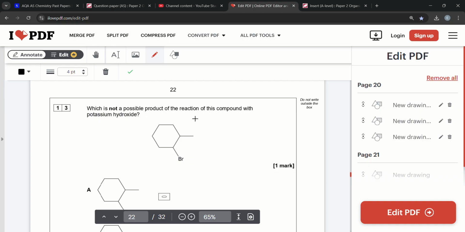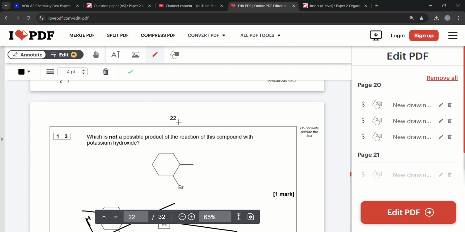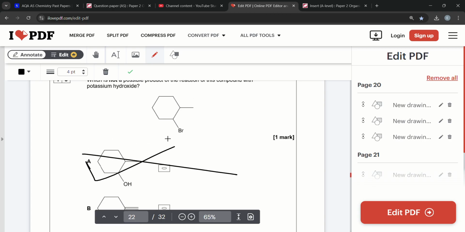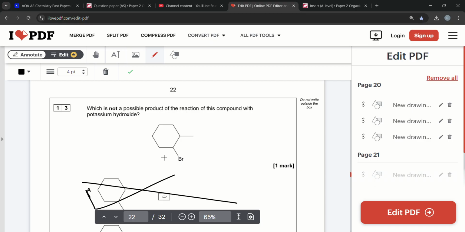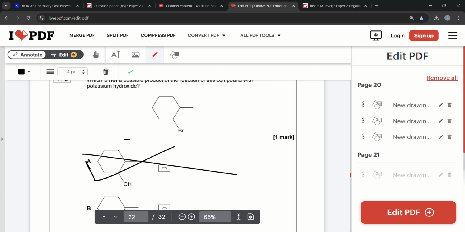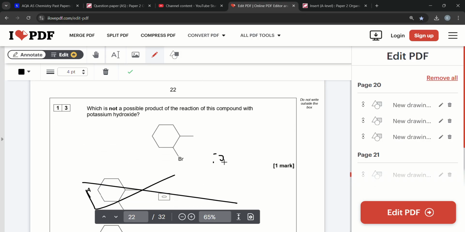Question 13. Which is not a possible product of the reaction of this compound with potassium hydroxide? That definitely is a possible product already, replacing the Br group with OH group. And then you've got obviously your elimination, hydroxide ions. You can either go nucleophilic substitution or elimination. And with the elimination, let me go through it here.